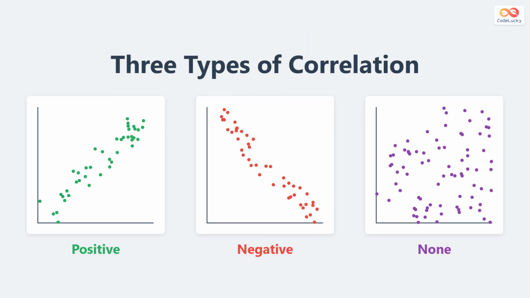Generally, we see three main types of correlation. In a positive correlation, both variables increase together. In a negative correlation, one variable goes up as the other goes down. The third type, our focus for today, is when there is no correlation at all.